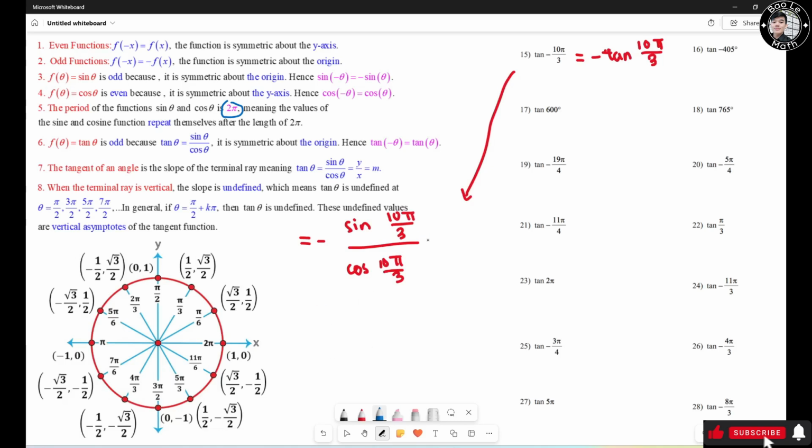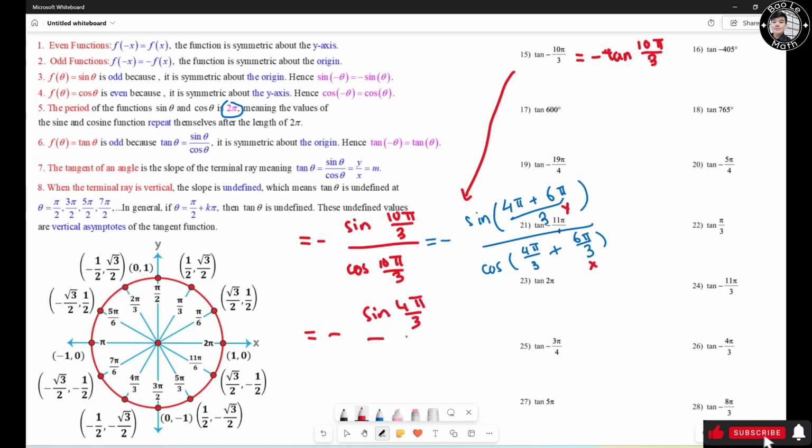So this guy is the same thing as negative sine of 4 pi plus 6 pi divided by 3, because 6 pi is divisible by 3. Now the bottom, I do exactly the same thing: 4 pi over 3 plus 6 pi over 3. Now I know that this guy is 2 pi, so I just ignore this one. So I only have negative sine of 4 pi over 3 divided by cosine of 4 pi over 3.